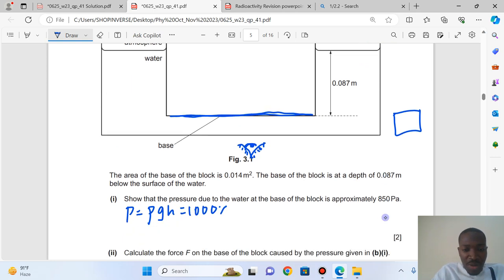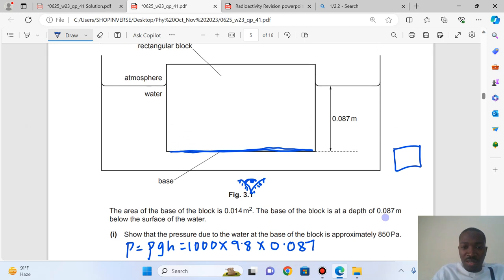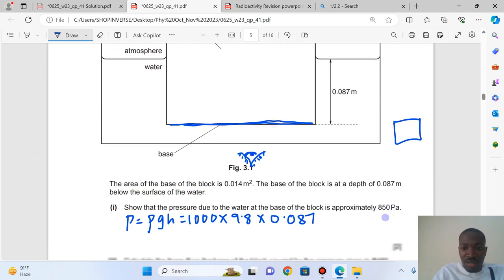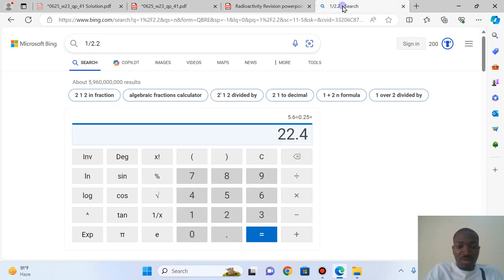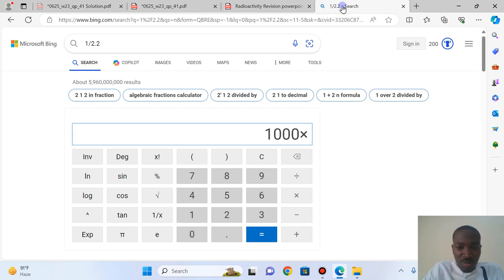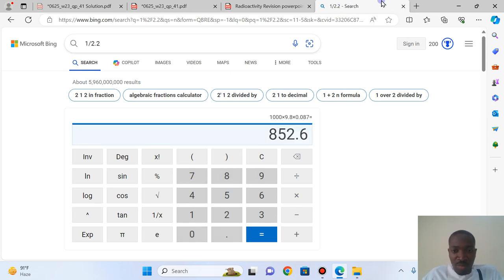1,000 multiplied by the gravitational field strength on the Earth, which is 9.8. Then the depth of the water is 0.087. So we're going to multiply these three, and the answer we get will be the correct answer to that question. Let's multiply. 1,000 multiplied by 9.8 multiplied by 0.087. That gives 852.